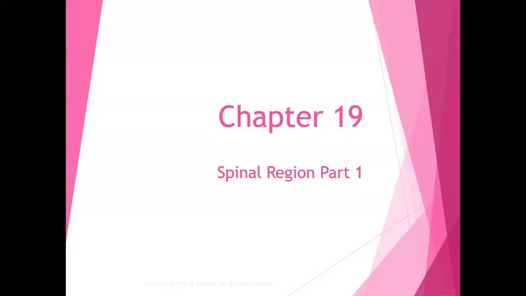Moving from the peripheral region into the spinal region, we said that the peripheral region was everything outside the vertebrae and spinal column. Well, the spinal region is all the neural structures contained within the vertebrae. So the spinal cord, the dorsal and ventral roots, spinal nerves, and the meninges.